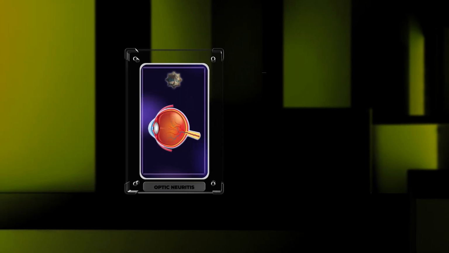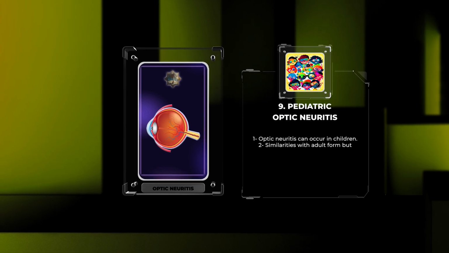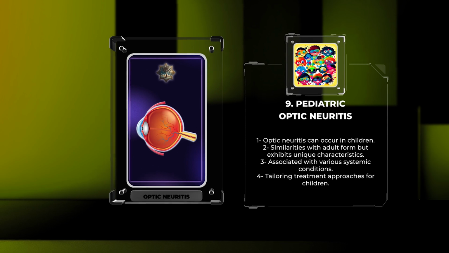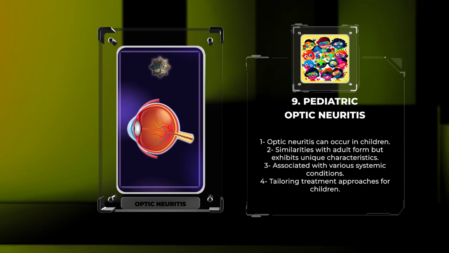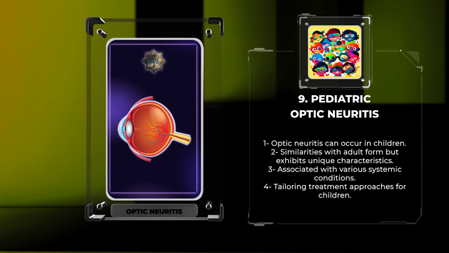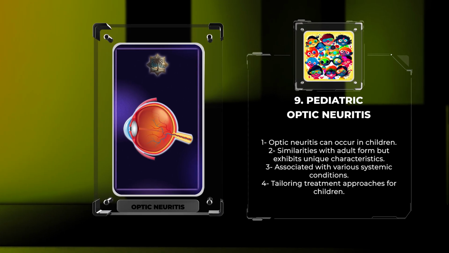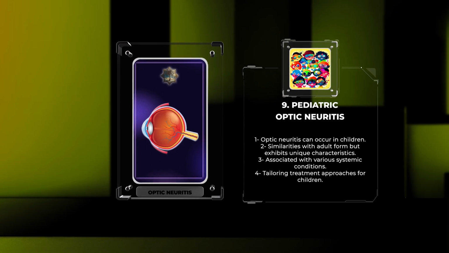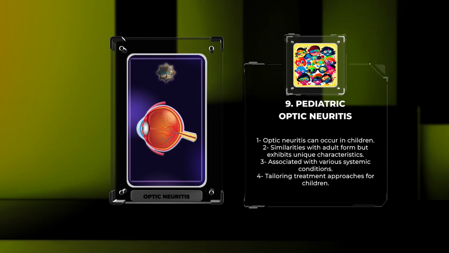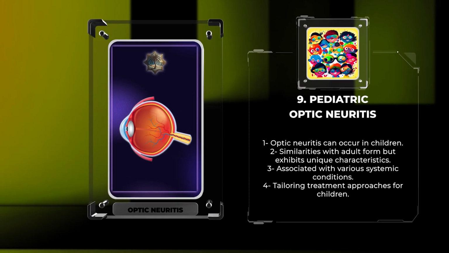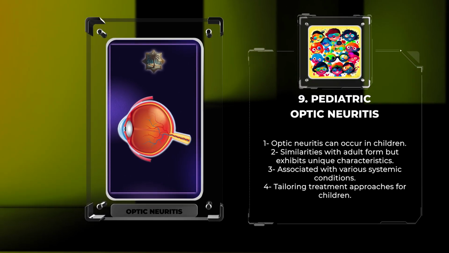Optic neuritis can occur in children as well, albeit less frequently than in adults. Pediatric optic neuritis shares many similarities with the adult form but also exhibits unique characteristics. Prompt recognition and evaluation of pediatric optic neuritis are essential, as it can be associated with various systemic conditions, such as demyelinating disorders, connective tissue diseases, and infections. Tailoring treatment approaches to the specific needs of children is crucial for optimizing outcomes and minimizing long-term sequelae.